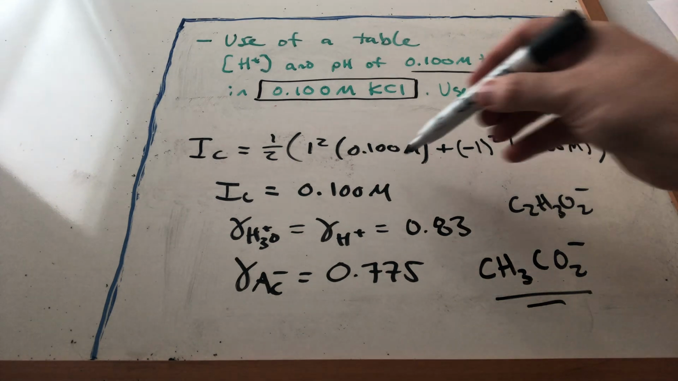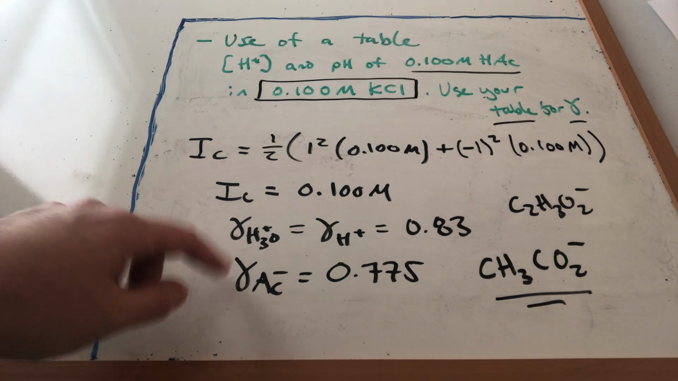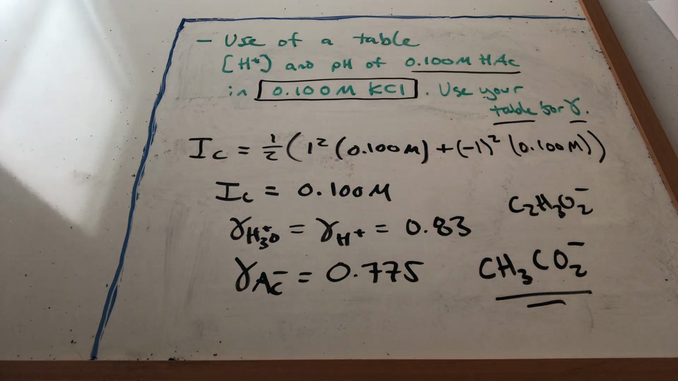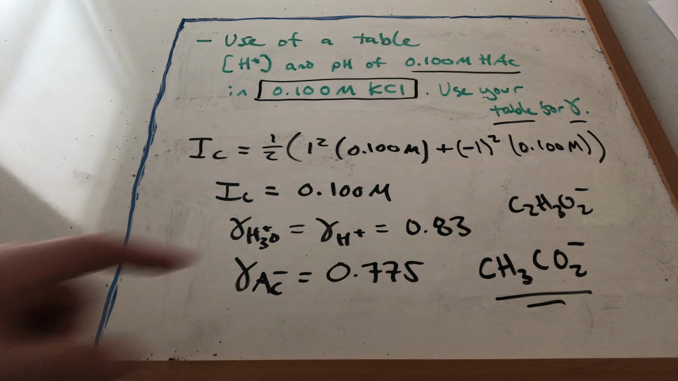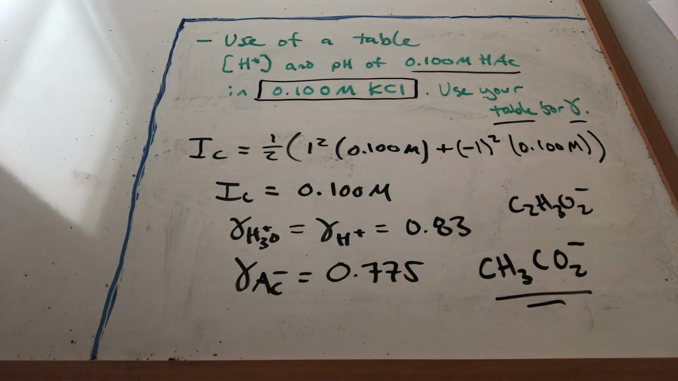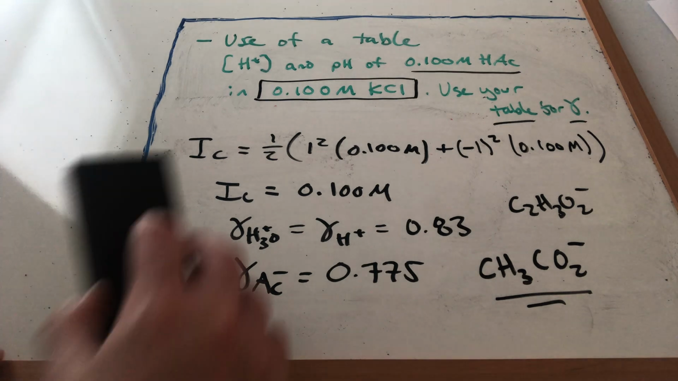But anyway, now, knowing the ionic strength gives me my gammas. So the setup looks a lot like our last example, except we don't have to calculate these gammas. These are our gammas now. We're not going to do an iterative scheme or anything like that. These are the gammas we can use in our calculation.